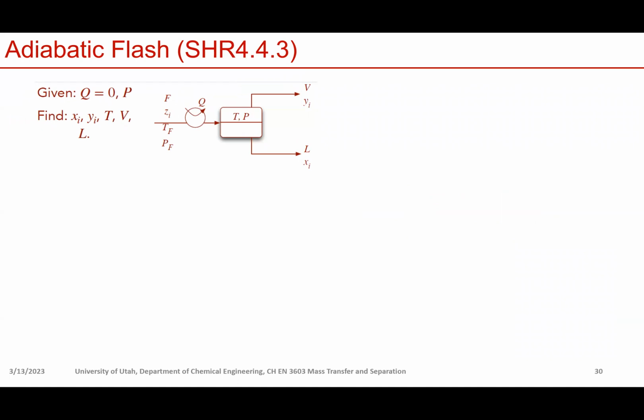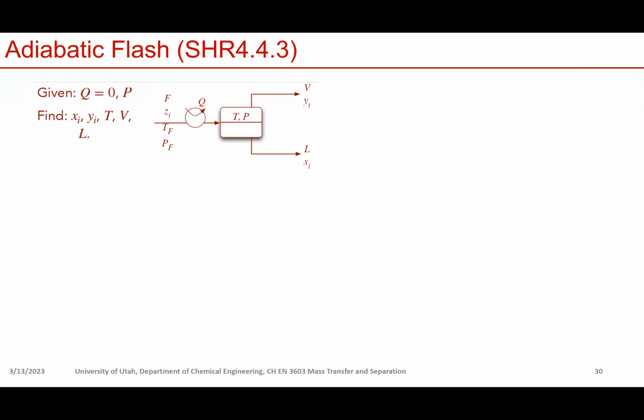So the next example we're going to look at is adiabatic flash, right? This is again slightly more difficult than the isothermal flash. In the isothermal flash, the convenience is that the temperature and the pressure of the flash drum are given, right? So we can guess the K value. Then that will help us to start the iteration to solve for psi.